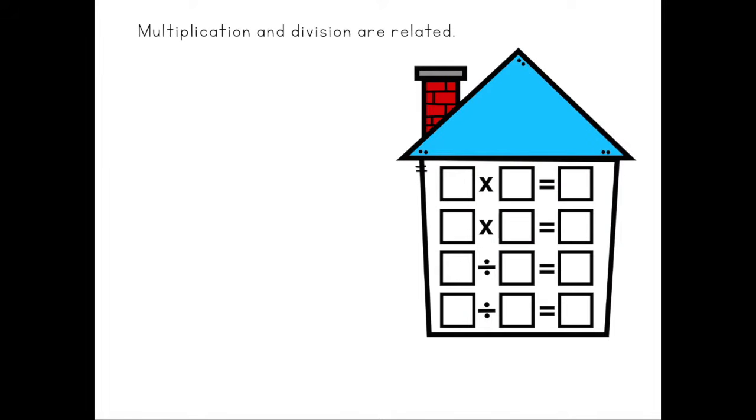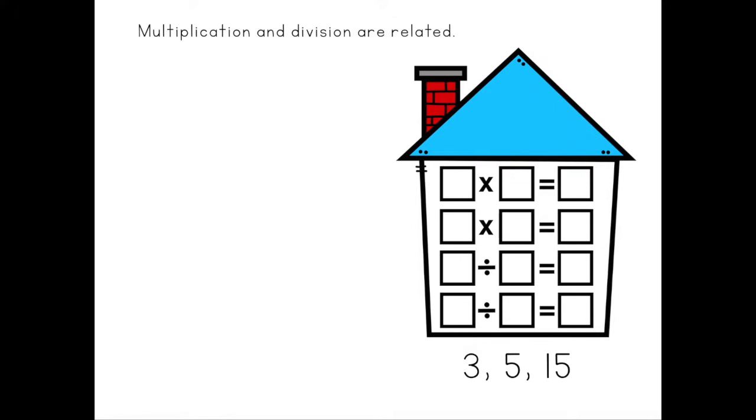Here I have a house, and this is where all the members of my fact family live. And in each fact family, I have three numbers. Let me show you the three numbers of this fact family. I have 3, 5, and 15. I can use these three numbers to make two multiplication sentences and two division sentences.